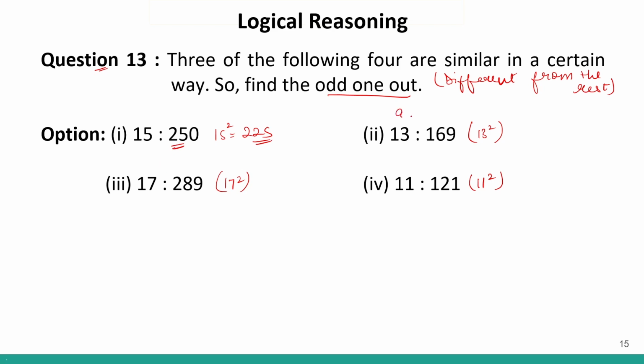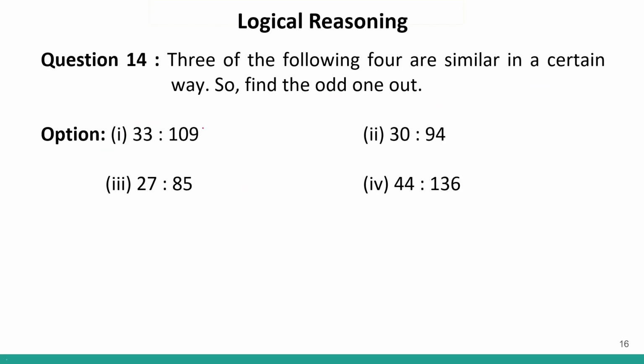So basically, if this is A and this is B, if we are squaring A, we are getting B. A square is giving me B. But this is not the case in option number 1. Therefore, option number 1 will be the odd one out because it does not follow the same logic as the others. So my answer will be option number 1. Clear? Now let us look at question number 14. Again, 4 options are given to us and we have to find the odd one out.